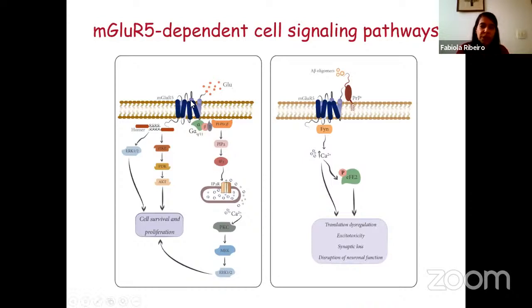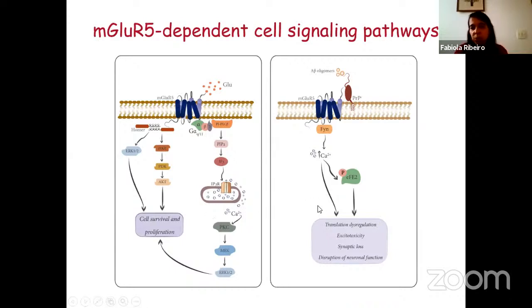mGluR5 can also bind to other proteins, including Homer, and by binding to Homer, it can activate ERK as well as PI3 kinase and AKT. And AKT is also a kinase quite important in HD, also because it can lead to neuronal survival.